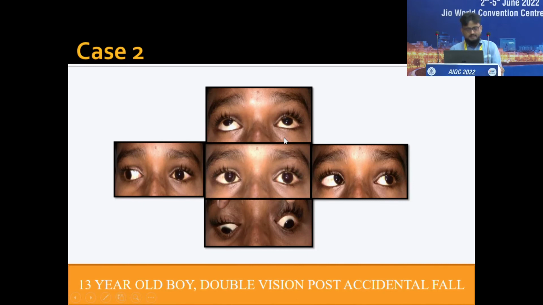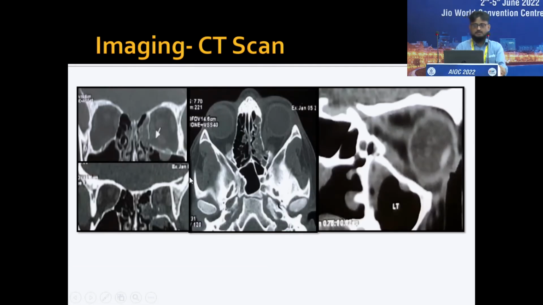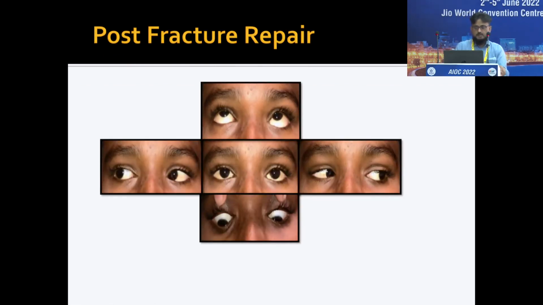This is the second case. It's a 13-year-old boy who complains of diplopia after an accidental fall. As you can see in this picture, there is a limitation of adduction in this eye. And this is the CT scan picture. Typical, the most common location for orbital fracture, the inferomedial wall, has fractured, and some of the orbital contents have herniated there. So in this particular case also, you don't need much volume. Here also you can see post repair, the adduction has very nicely corrected. The EOM almost has become full in this picture.